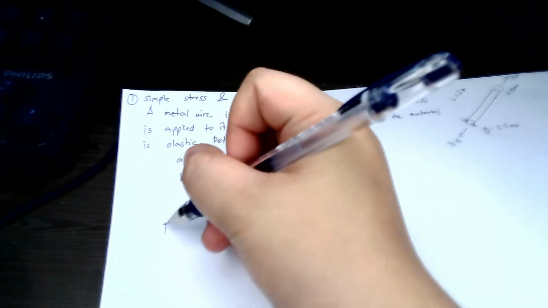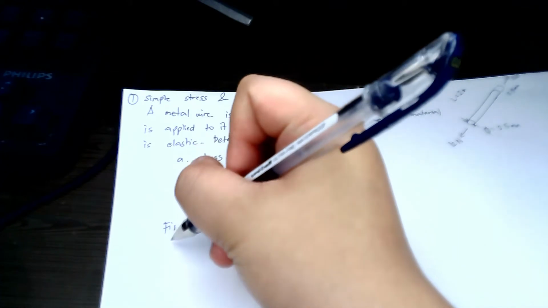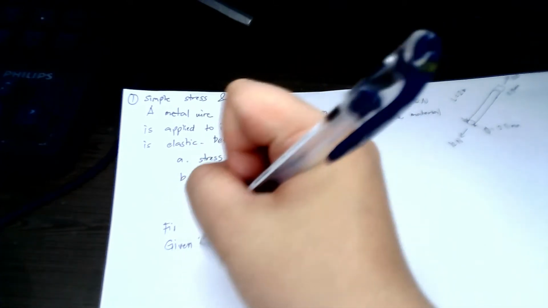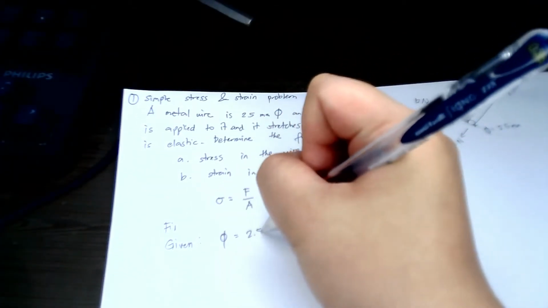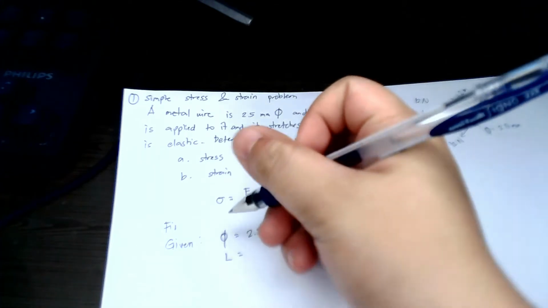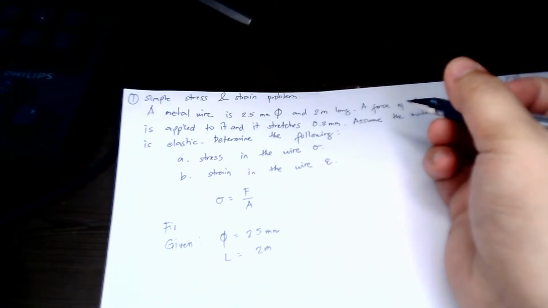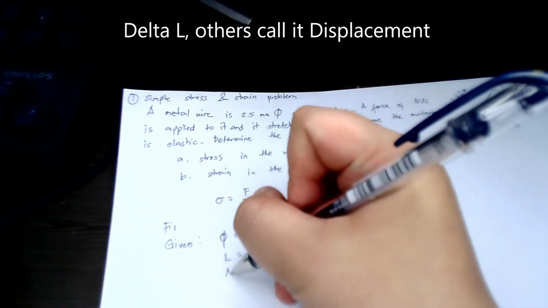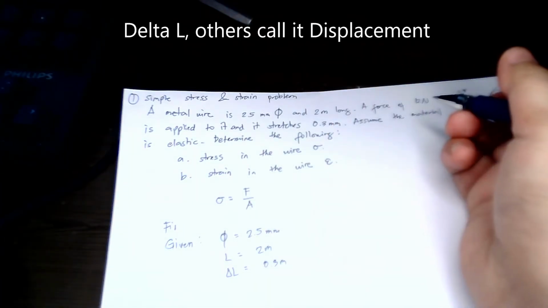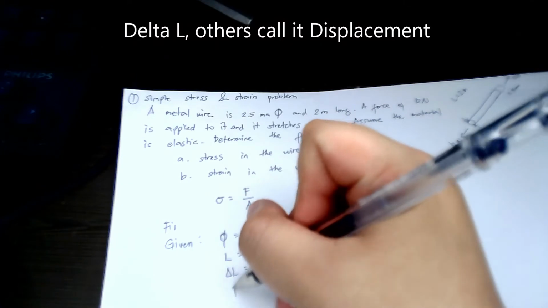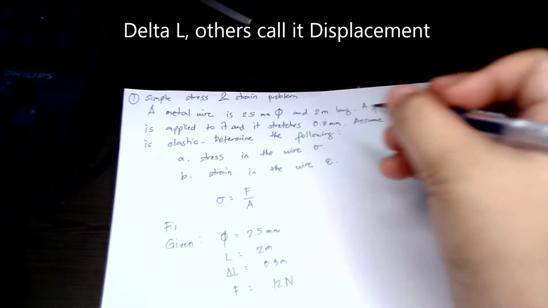So, the first thing you need to do is, you have to know what are given. So, given are the diameter, 2.5 mm, the length, that is 2 meters, and the change in length is 0.3 mm, and of course you have an applied force of 12 Newton.